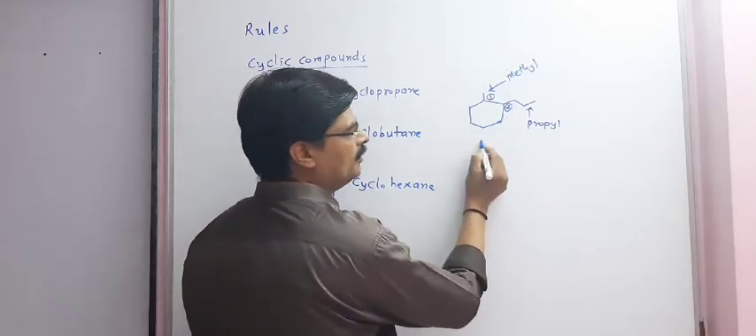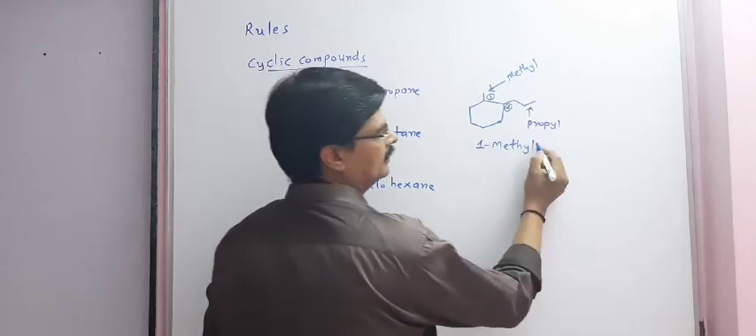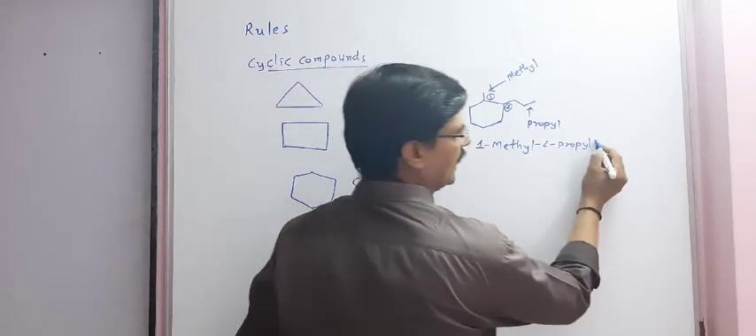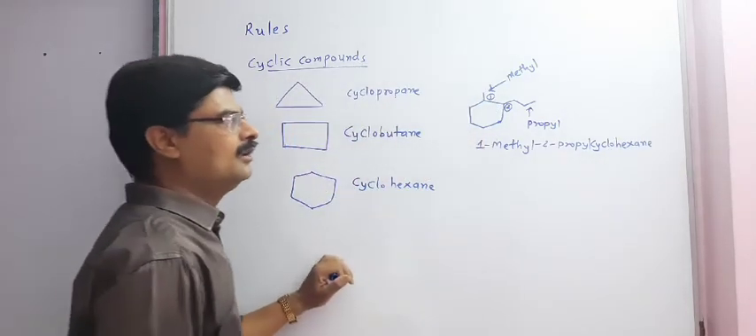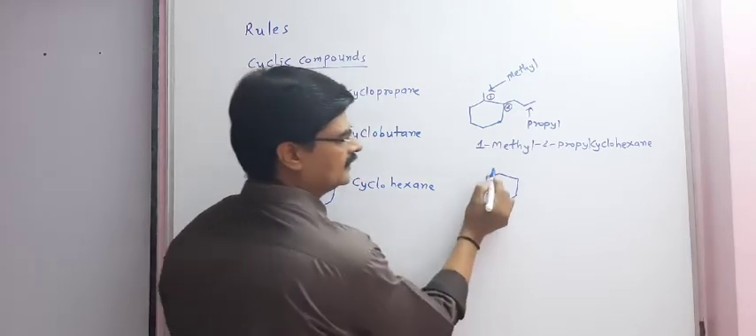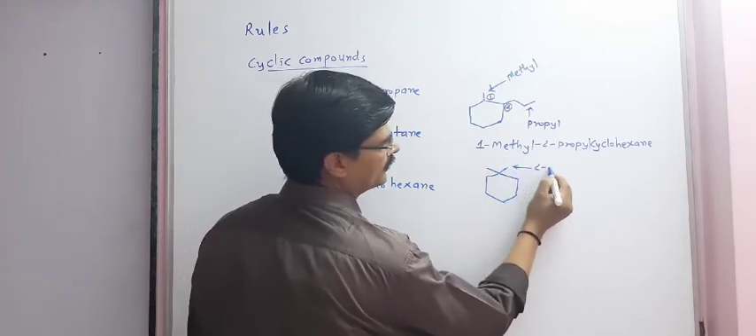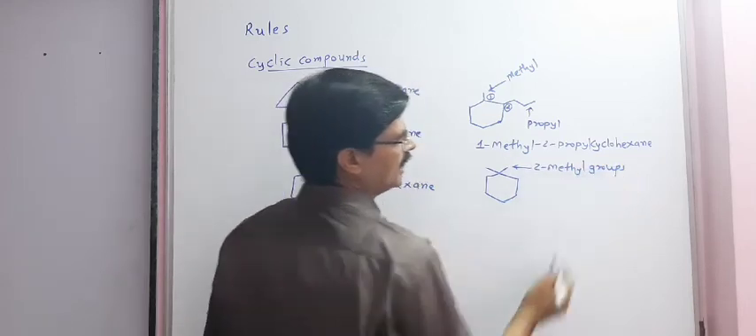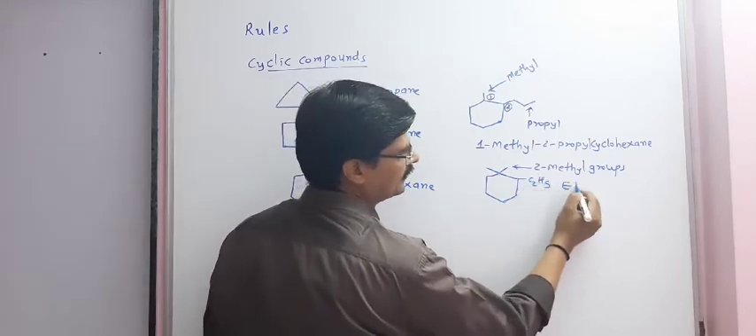We will get the name of the compound as 1-methyl 2-propyl cyclohexane. Now another point we need to discuss for cyclo compounds. Take the example of this one, in which this carbon is having 2 methyl groups, and here it is C2H5, the ethyl group.